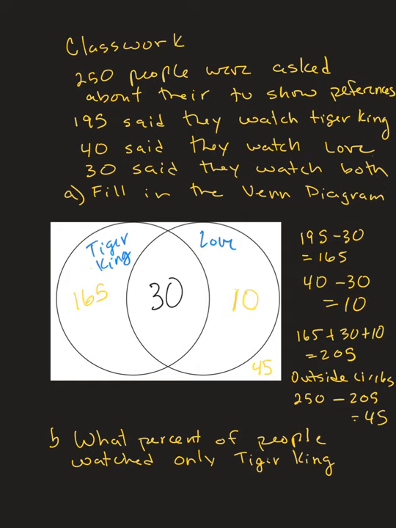All right, and now for the last question, what percent of the people watched only Tiger King? So only Tiger King is this 165 people right here. They only watched Tiger King. They didn't watch the other show. So that is going to be 165, and then out of how many? There's 250 total. So 165 out of 250. So you divide that in your calculator, 165 divided by 250, and that gives me 0.66, and then to change that to a percent, I move the decimal 2 places to the right, so 66%.